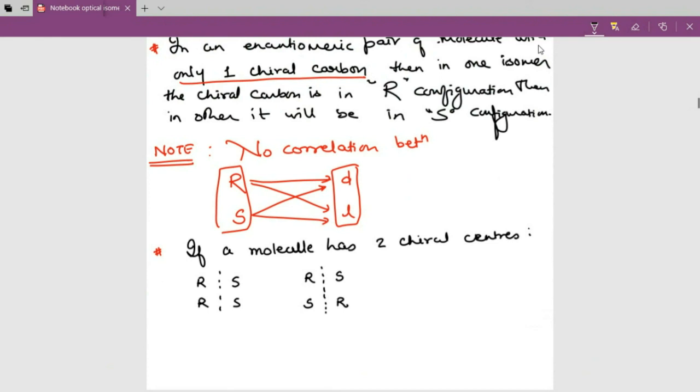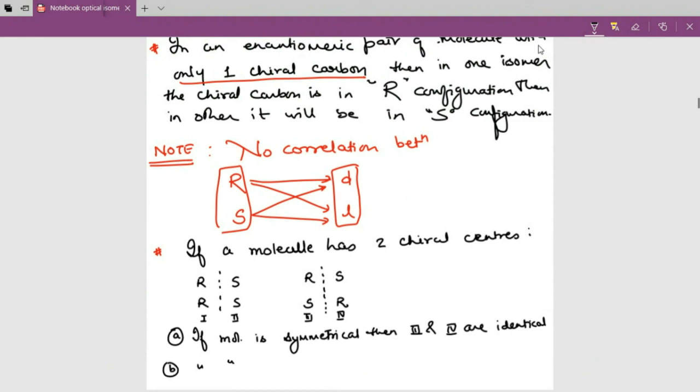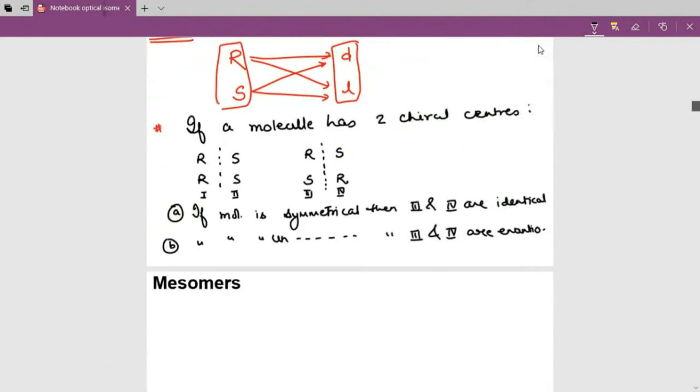Now in these two chiral centers, point number A, if I number them as 1, 2, 3 and 4, if the molecule is symmetrical, then 3 and 4 are identical. I'll show you. If the molecule is unsymmetrical, then 3 and 4 are enantiomers. Okay, it entirely depends on the arrangement of the molecule.